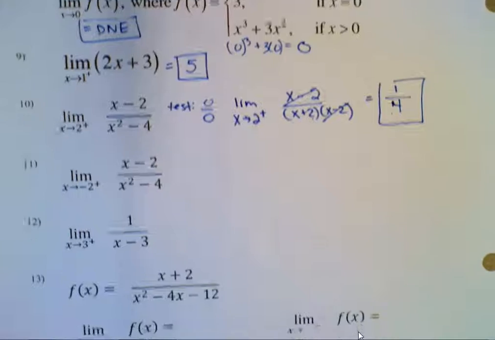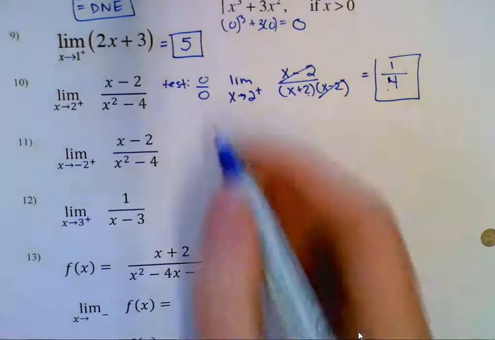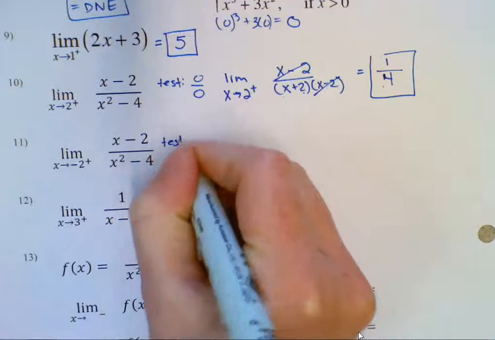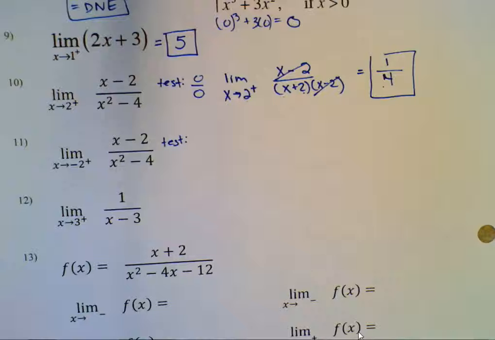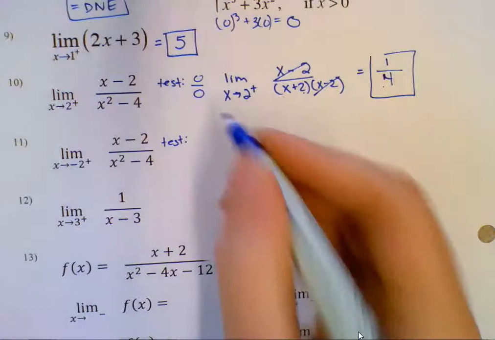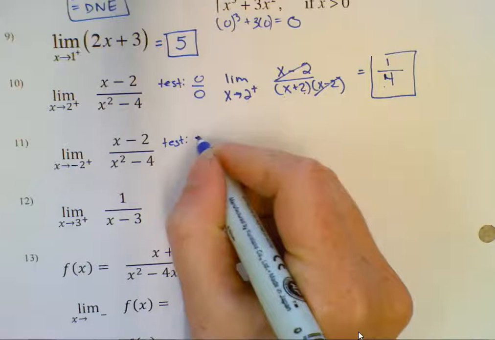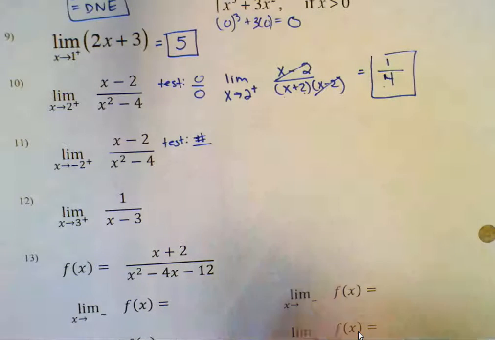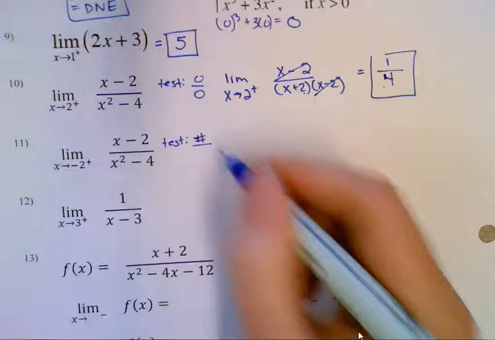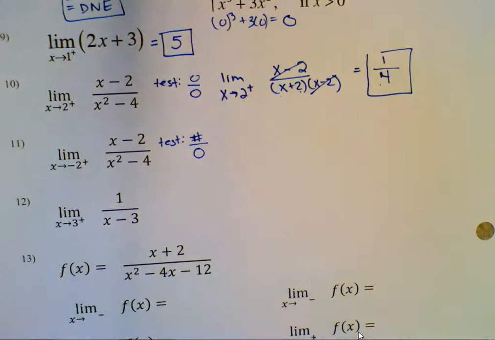So first thing you always want to do is test it out. So let's do a little test here. And if I plug in negative 2, what do I get on the top? Be careful. Negative 4, so I have some sort of number on the top here. If I plug in negative 2 on the bottom, what do I get? 0. What does that mean is happening at this point? There is a vertical asymptote at negative 2 here, okay?